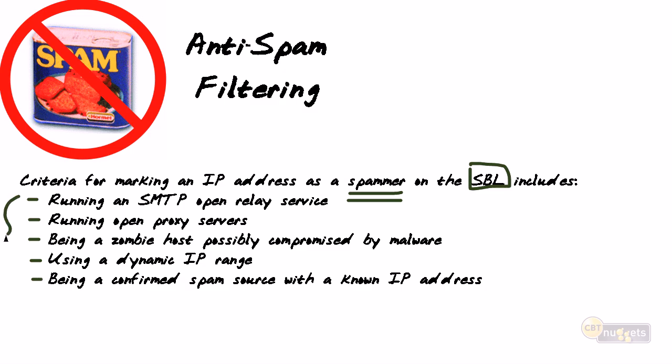I want you to remember these for the exam, okay? If you're running an open relay service, which you shouldn't ever be doing yourself, and if the spammer is running an open relay, then that's going to be on the spam list. If it's running open proxy servers, it could be a zombie host that's possibly been compromised by some type of malware, a Trojan, a virus, a worm, an advanced persistent threat, some type of malware. Okay, if it's a zombie host, that'll be a spammer.